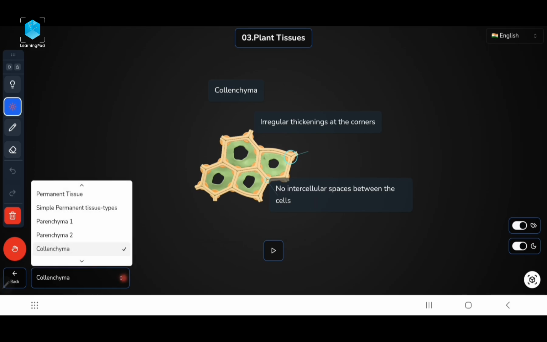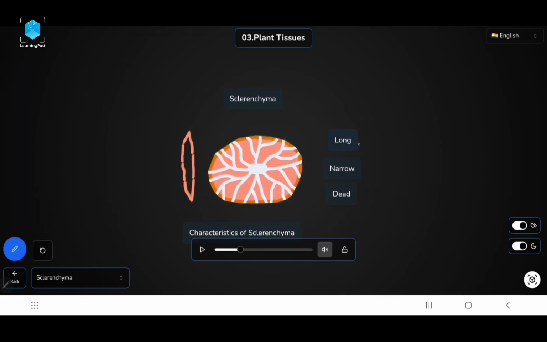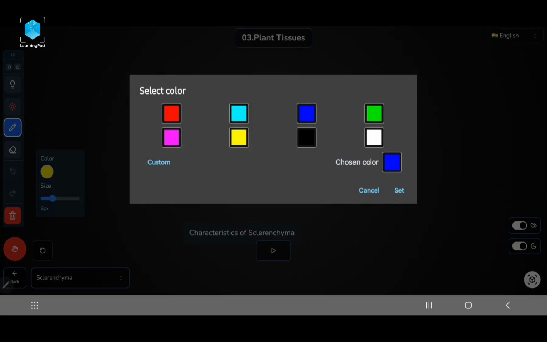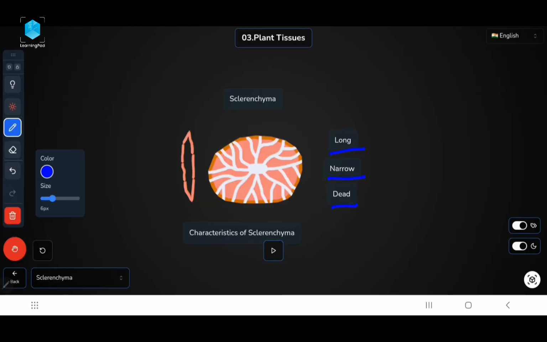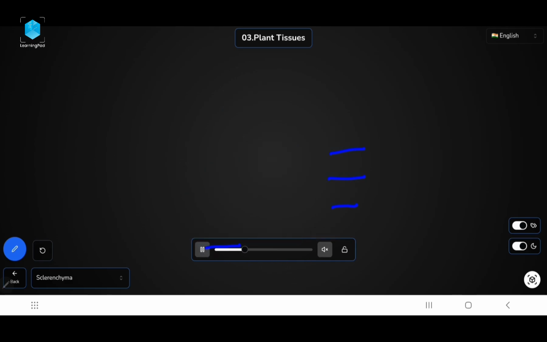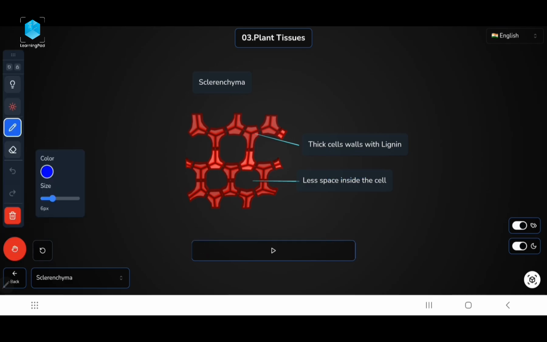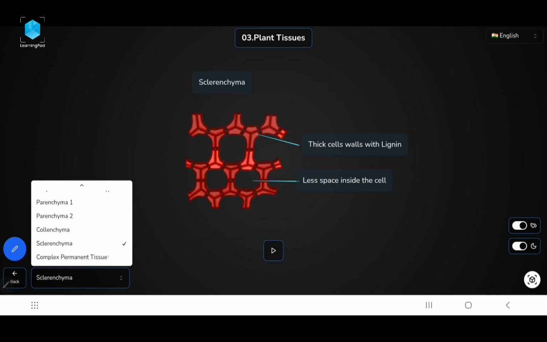So let us study the next cell type, Sclerenchyma. Sclerenchyma cells are long and narrow. Mostly they are dead cells. This is the characteristic of Sclerenchyma cells. The walls of the Sclerenchyma cells are thickened. You can see the walls here, they are thick. There is very little space inside the cell. Next, after Sclerenchyma, we are going to study the next type of tissue, that is complex tissue.